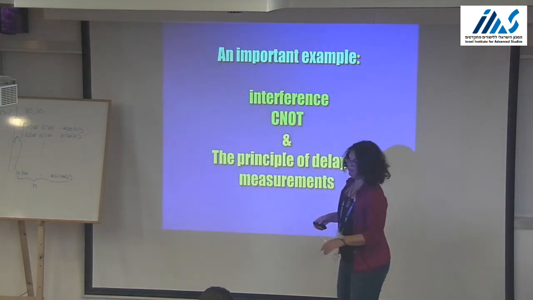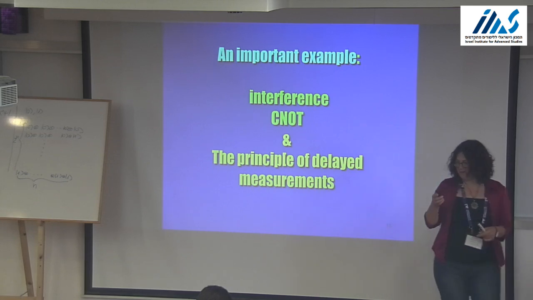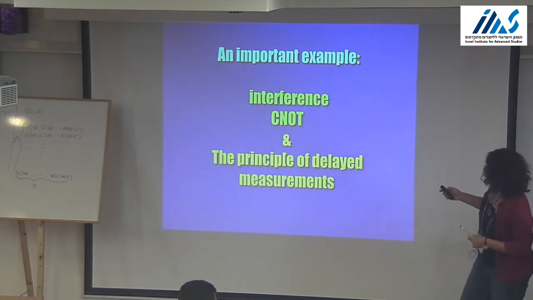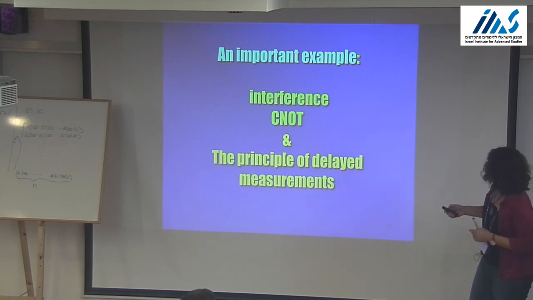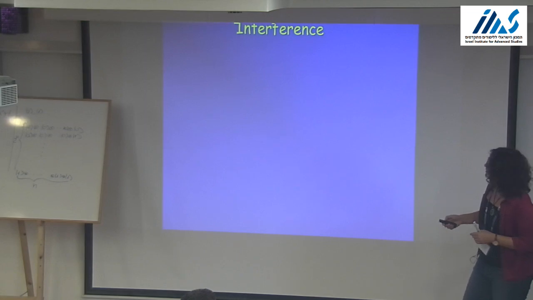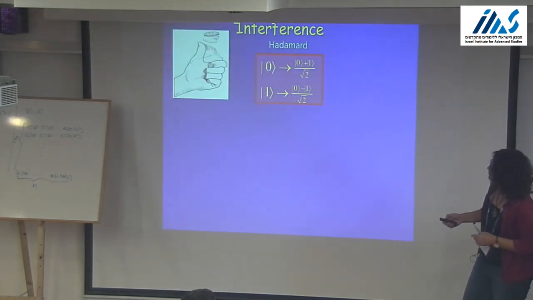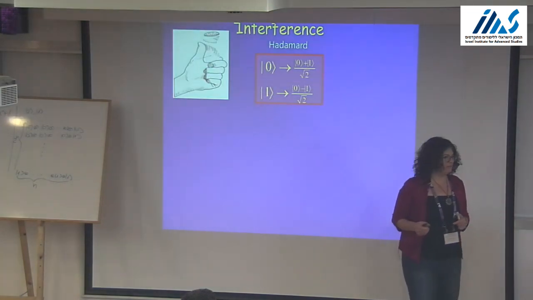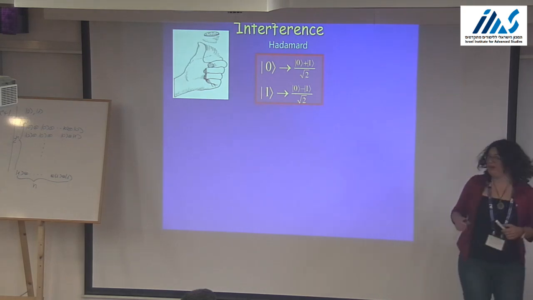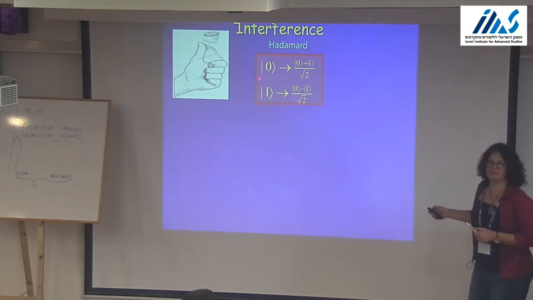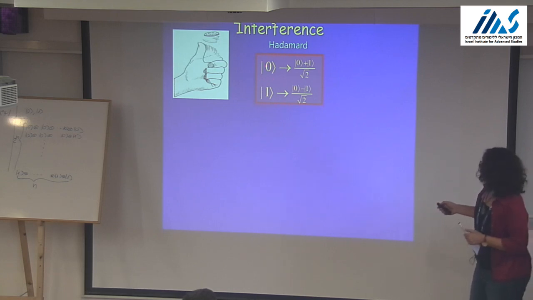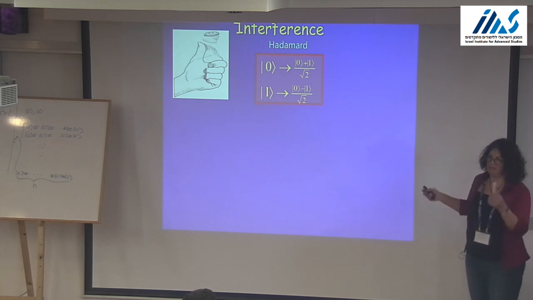An important example, a very important example, that will demonstrate interference and the importance of CNOT and what's called the principle of delayed measurements. Okay, so remember the coin flip that Or talked about last talk. You can think of Hadamard as some kind of a quantum coin flip, very roughly. So 0 goes to 0 plus 1, and then if we measure this bit, we get a random bit.